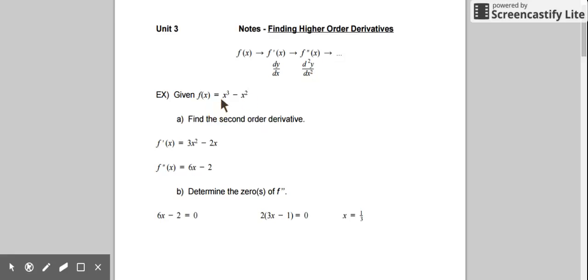So given the original function x cubed minus x squared, I could use my power rule to find the first derivative and get 3x squared minus 2x, and then use my power rule again to derive the first derivative and get my second derivative, which is 6x minus 2. I could find a third derivative of this, but that would be as far as I could go. Let's find zeros of the second derivative. We can set our second derivative equal to 0, and we could factor to find the zeros and find a solution as 1/3.